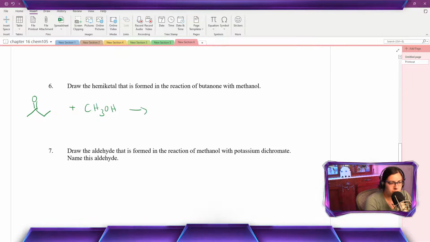And so what hemiketal will be formed? So remember, we're going to be attacking that position and adding the methyl on there. Or methanol, excuse me. There we go. And our OH. And so there's our product.